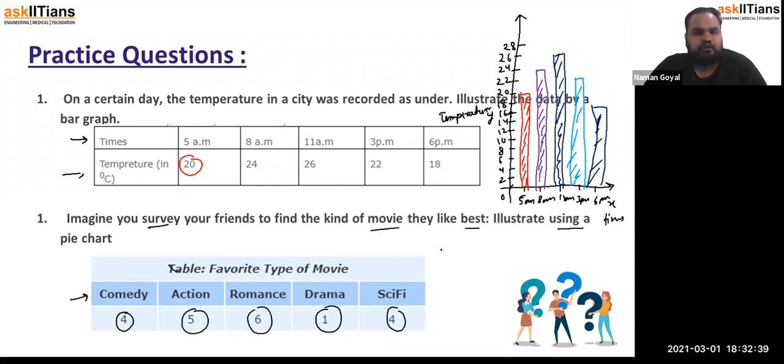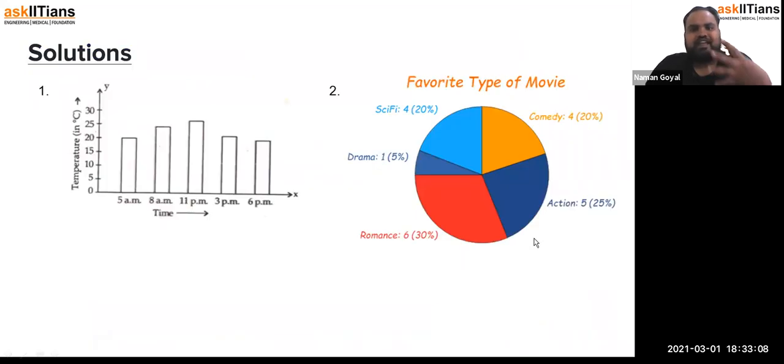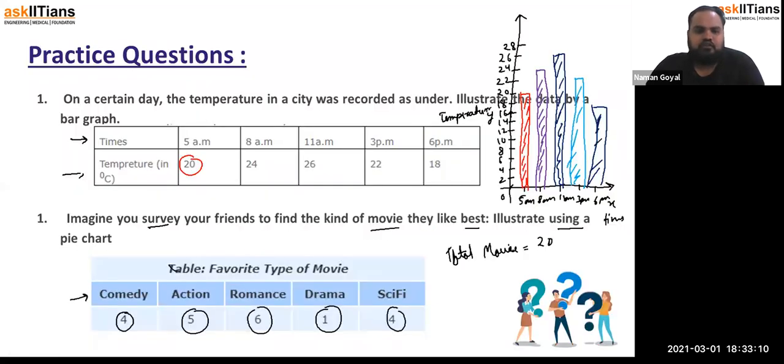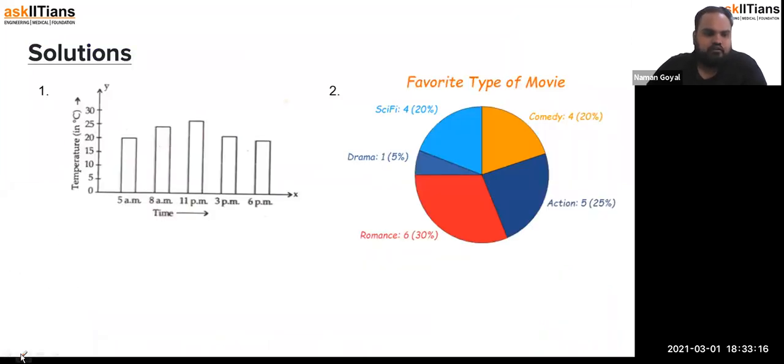First of all, you have to find out how many movies they watched in total. For comedy 4, for action 5, and so on. So the total movies is what? 4 plus 5 is 9, 9 plus 6 is 15, 15 plus 1 is 16, plus 4 is 20 movies. So you have to find out the angles and percentage for every movie type. Now for comedy, I can draw that on chart paper.